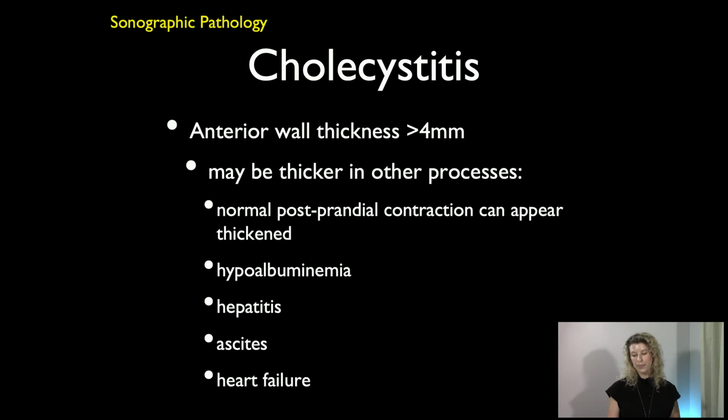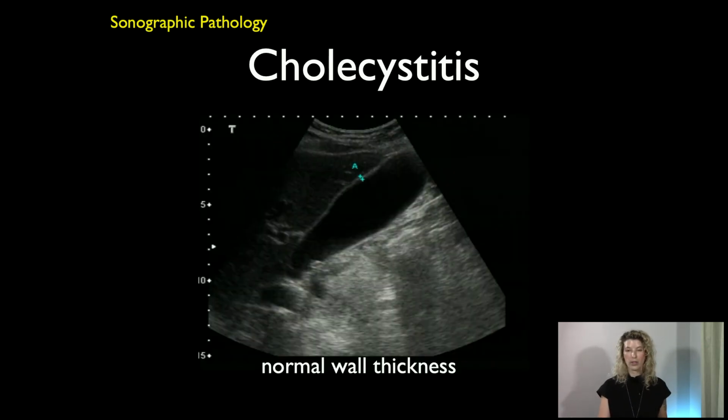So, as I said before, anterior wall thickness should be less than 4 centimeters. Anything greater than that is considered abnormal. Other processes can cause thickness of the wall. So postprandial contraction can make a wall look thick, but when you actually measure it, it's a normal thickness. Anything that causes ascites or fluid buildup in the body can cause edema of the gallbladder wall. Consider that if you're not finding gallstones or other signs of cholecystitis.